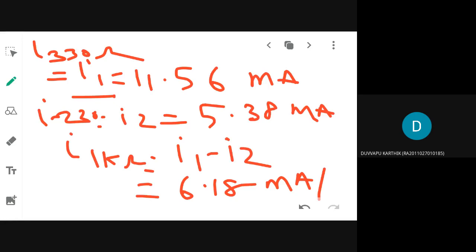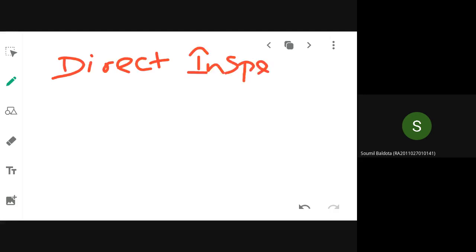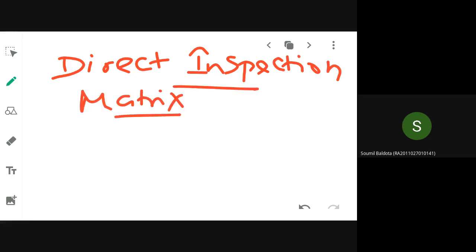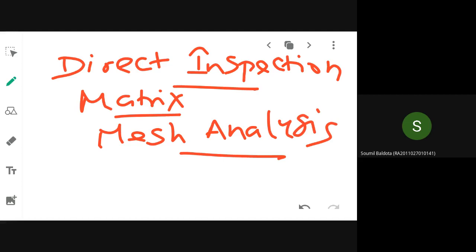Understood? Next we will go for mesh analysis. Direct inspection, matrix, that is also called mesh analysis. All are one and the same. So we'll solve by direct inspection, matrix and mesh analysis method. Have you taken down the title? Shall we proceed?